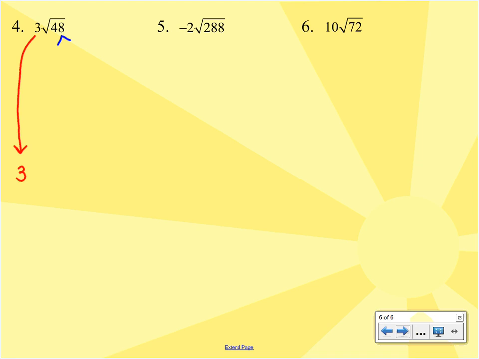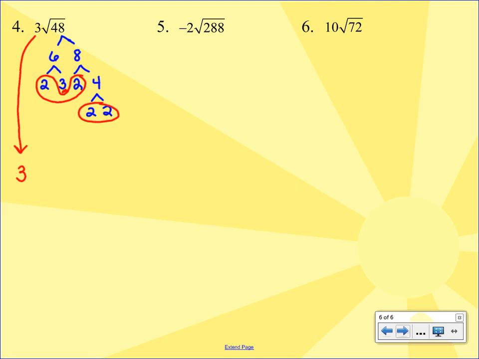So we're going to start breaking down 48. We could use 6 and 8. We could break down the 6 to 2 and 3. And we could break down the 8 into 2 and 4. And then the 4 could go down further into 2 and 2. And then we start looking for pairs. So we have a pair of 2s there. And we have another pair of 2s. And then I've got a single 3.